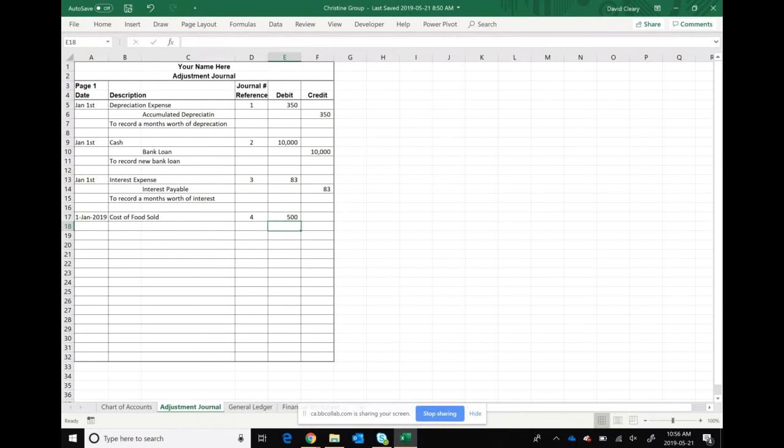$500, so that's the cost. And we want to reduce our food inventory by the same amount. So $500. The description I would give this one would be to record monthly cost of food sold. And then that one's done.